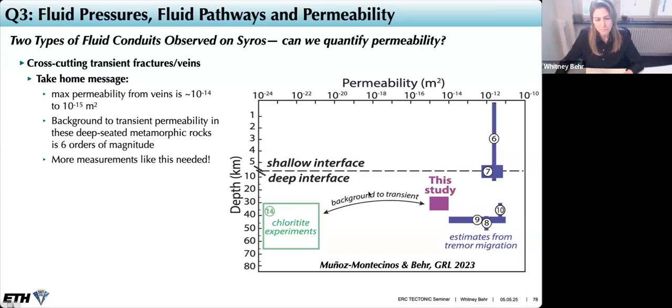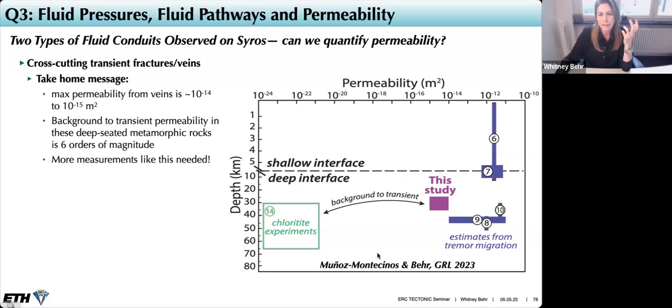Secondly, though, either way, this plot on the right is trying to demonstrate that the change in permeability from background to transient fracture-controlled seems to end up about 6 orders of magnitude. So this is really huge changes in permeability happening relatively suddenly. So this has important implications for models of fluid-driven transient slip events.